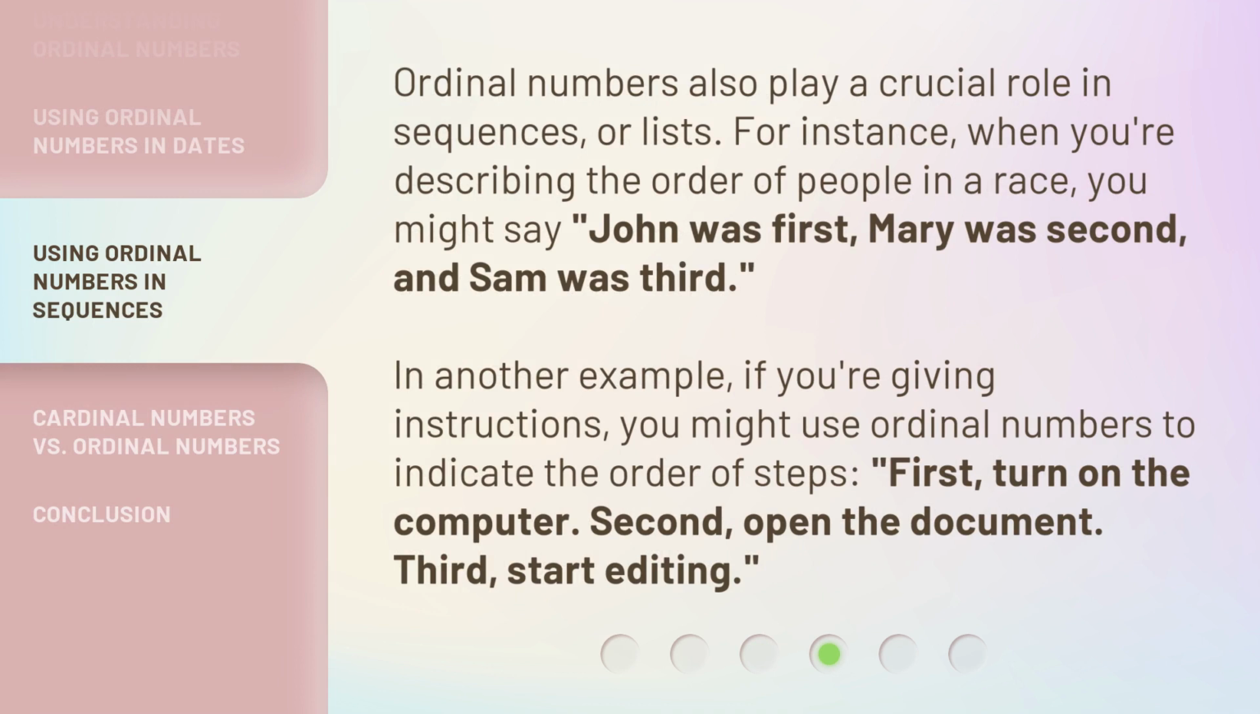Ordinal numbers also play a crucial role in sequences, or lists. For instance, when you're describing the order of people in a race, you might say, John was first, Mary was second, and Sam was third. In another example, if you're giving instructions, you might use ordinal numbers to indicate the order of steps. First, turn on the computer. Second, open the document. Third, start editing.